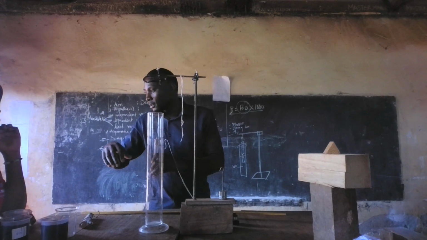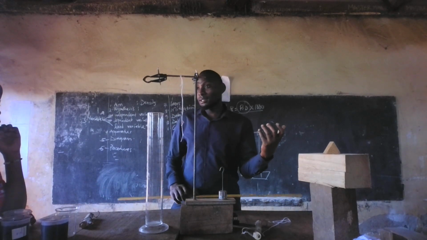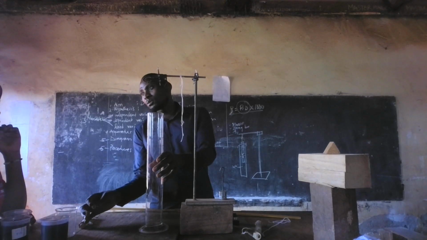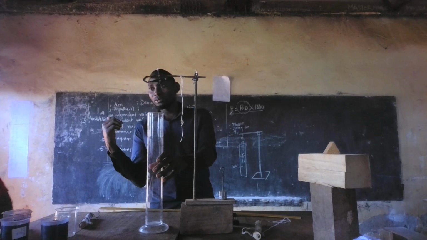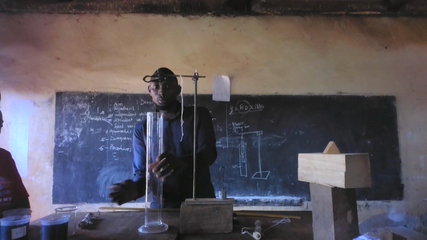When I get the fluid displaced, we'll use a displacement can, the one that has a spout here, so that water can go out. Then we measure the weight of that water that has moved out. What you saw in the notes, there is that one.